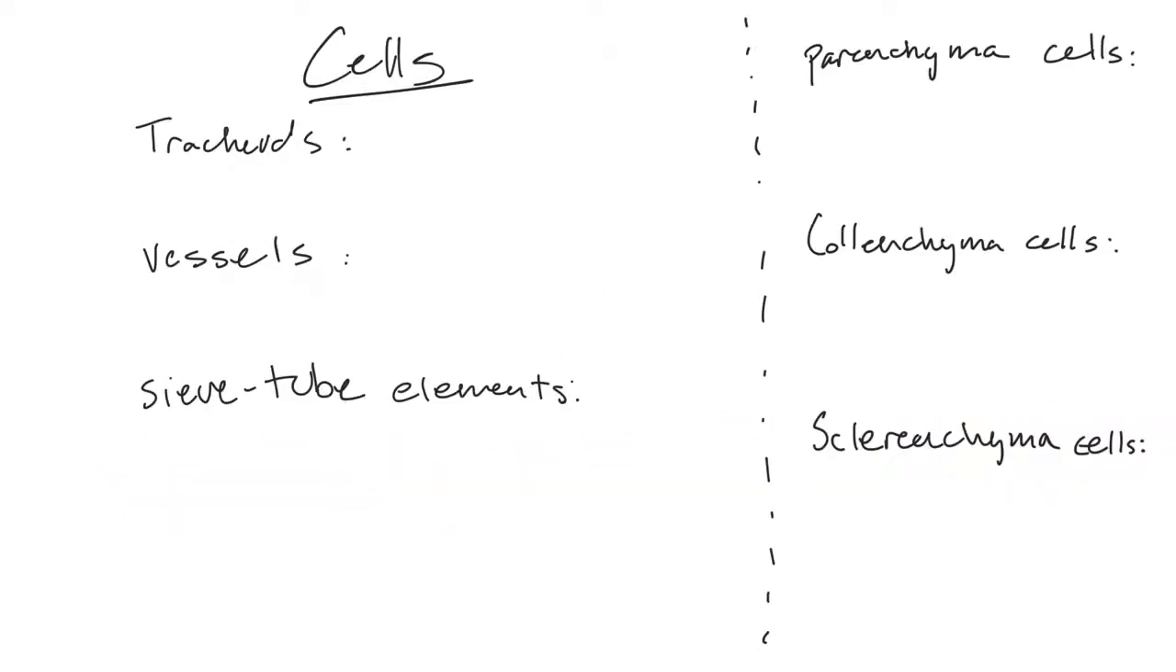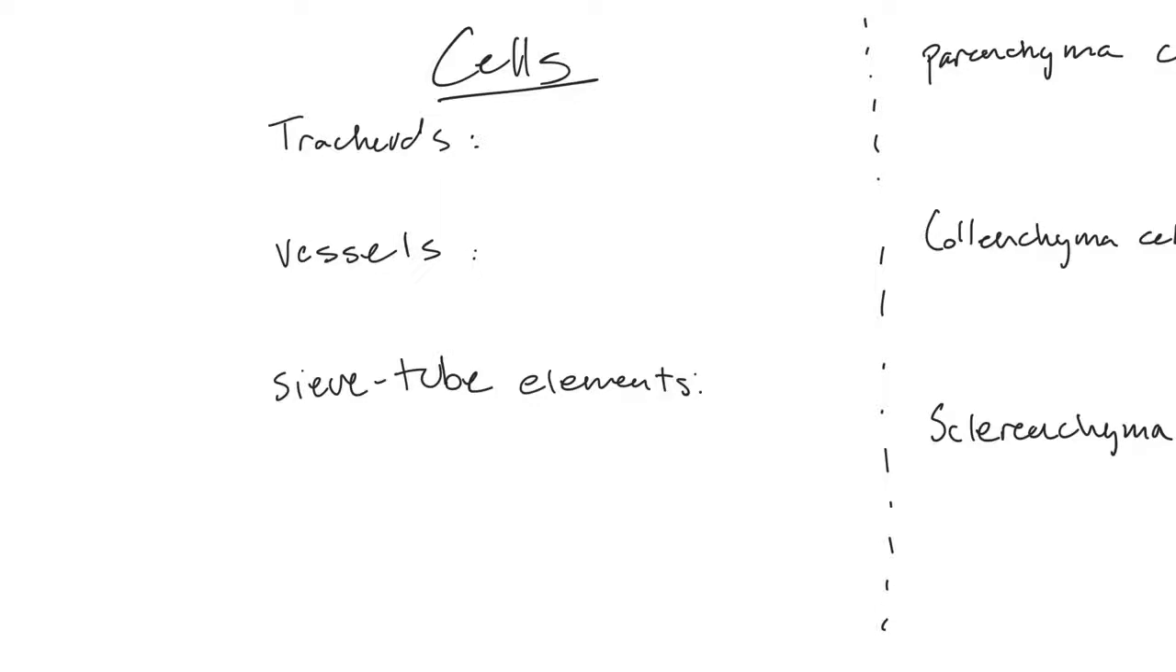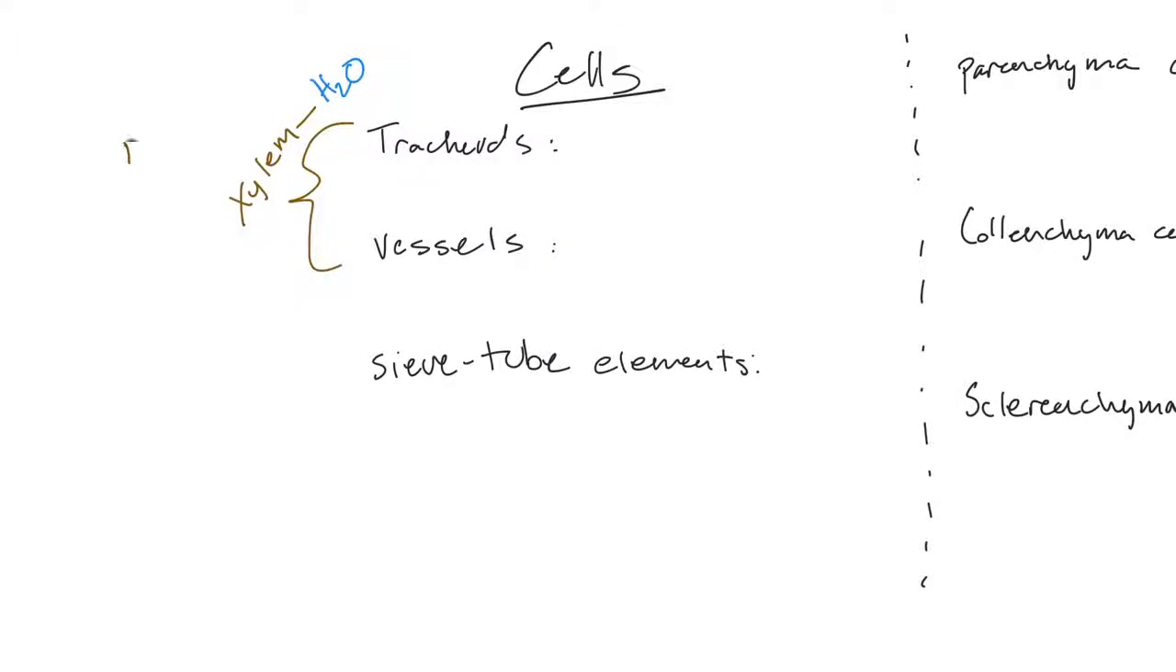All right, so we're going to start at different levels. We'll start with the different cell types. Okay, tracheids and vessels. These are part of the xylem. Okay, xylem moves water. Okay. All right, and when these are mature, they are dead.